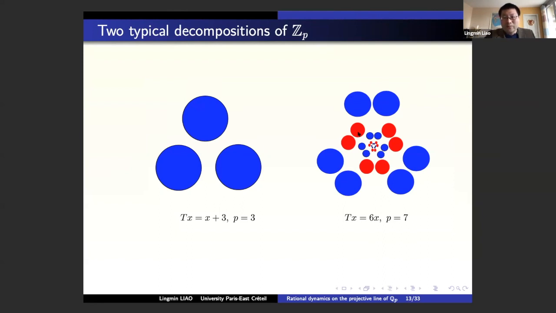And for the other spheres, you will have the same copy of the dynamics. Here you have 3 minimal parts, and on the second sphere, you still find the same thing. And in the center, in fact, is the fixed point 0. So this is a very typical decomposition of Z_p. This is just a very simple polynomial.